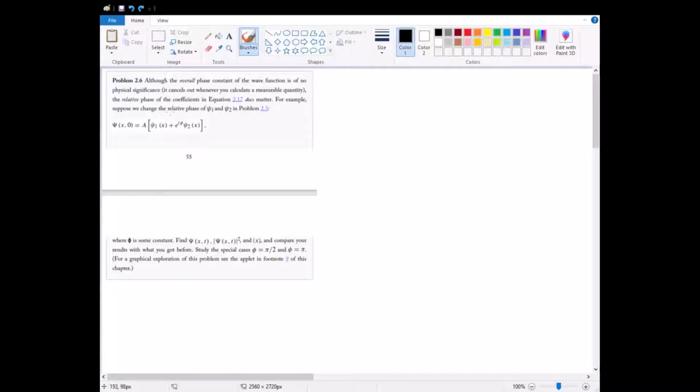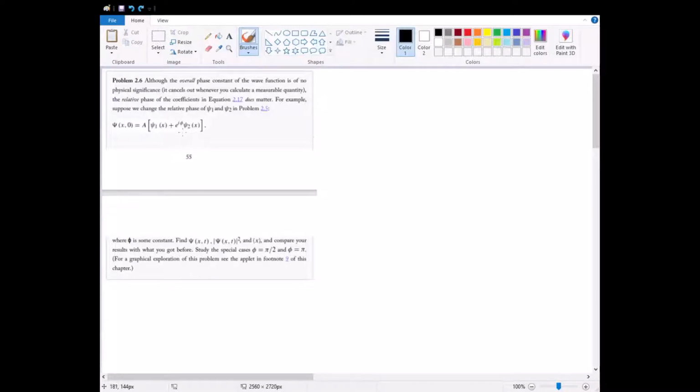However, the relative phase of the coefficients apparently does matter. So if we have something like psi of x comma 0 composed of a linear combination of two stationary states, apparently the phase constant, or the phi term, for these individual stationary states does in fact matter.